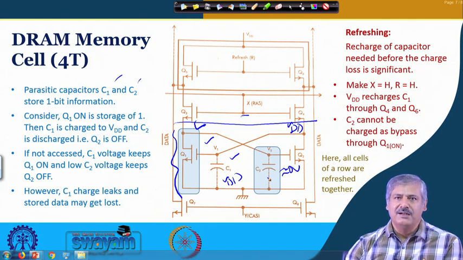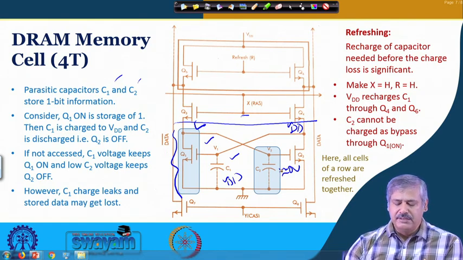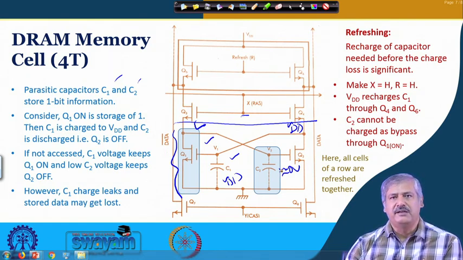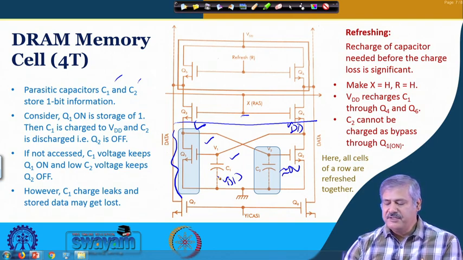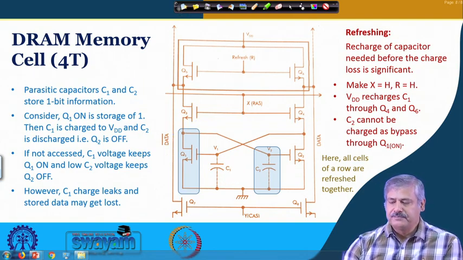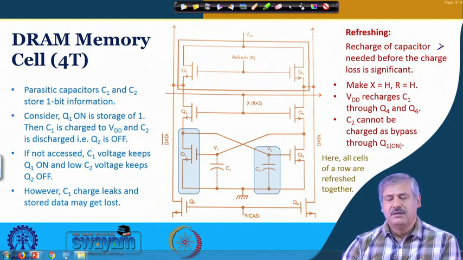But as we have noted, C1, which is charged up to VDD, will gradually leak and come closer to the C2 value, and then the information will be lost. So, before it loses significantly whatever charge it has, we need refreshing. Is it fine? And for refreshing, what do we do? We need to recharge the capacitor.